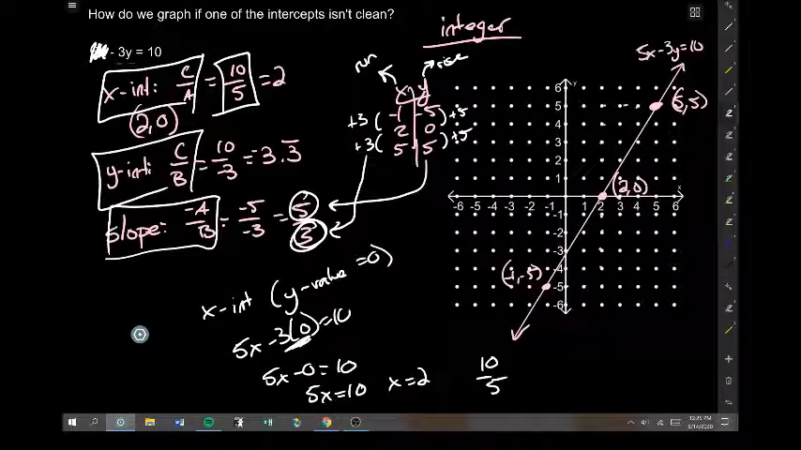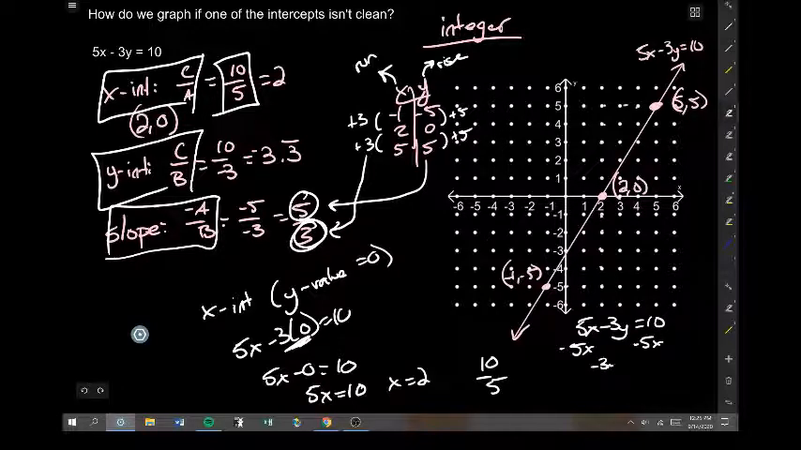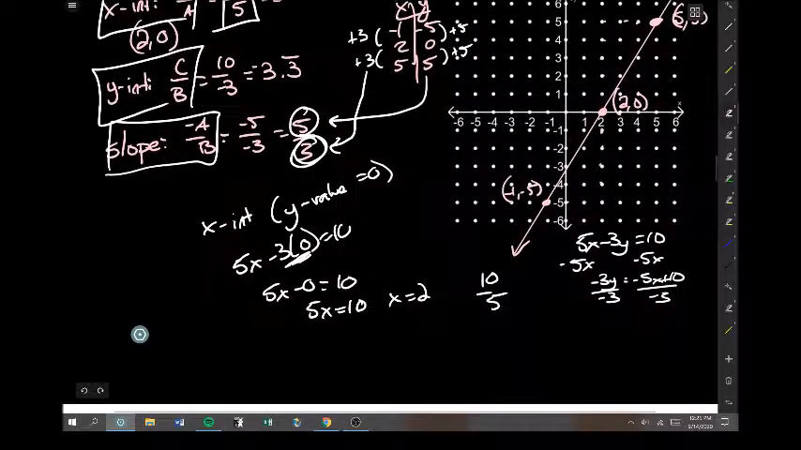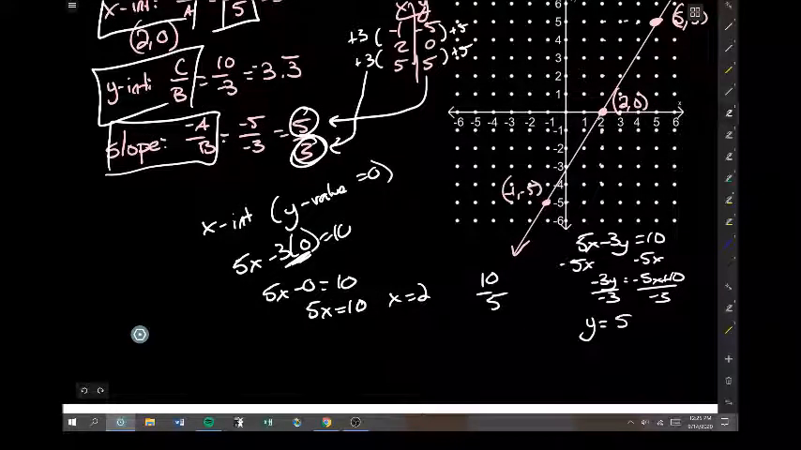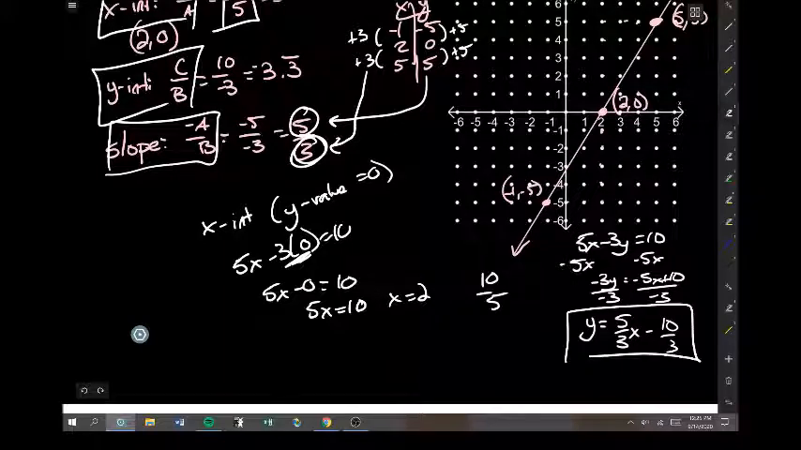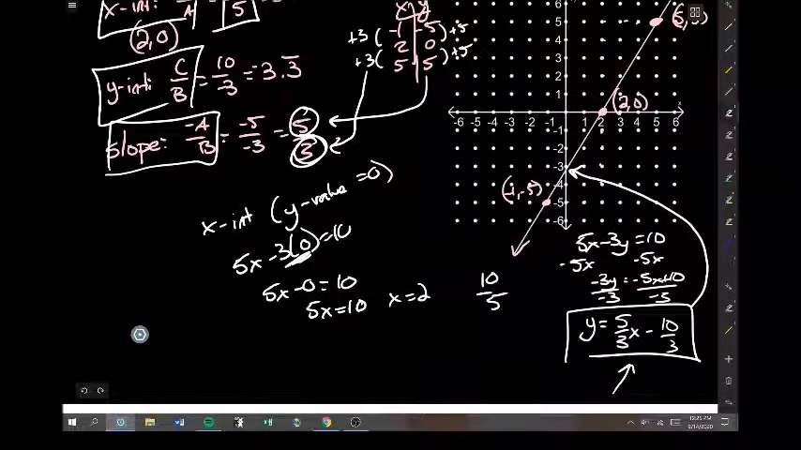Finally, if I want to find slope, I would just get the y by itself. Like if I had the equation 5x minus 3y equals 10, and I wanted to convert into slope-intercept form, I would subtract 5x from both sides and get negative 3y equals negative 5x plus 10. I would then divide everything by negative 3, and that would give me y equals 5 over 3 x minus 10 thirds, or 3.3 repeating. That's that kind of funky y-intercept we were just talking about, but here's me converting into slope-intercept form.